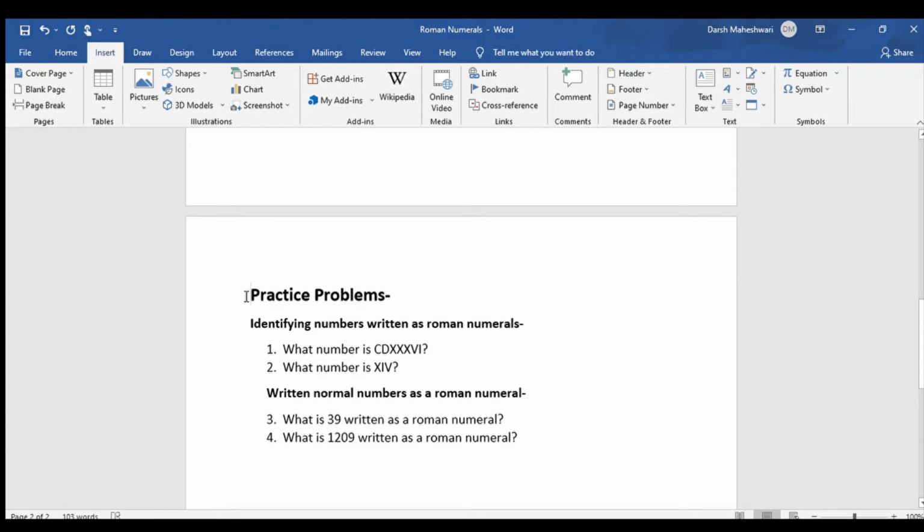So now let's go over the practice problems. There will be different ones in the form. Okay, so first we're going to go over the concept of identifying numbers written as a Roman numeral.